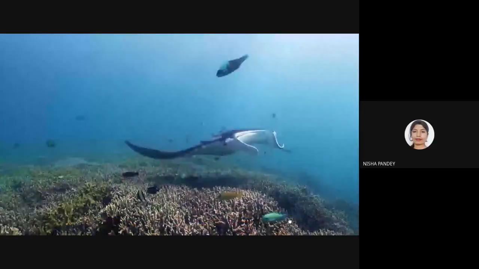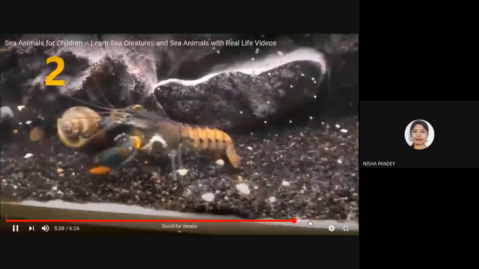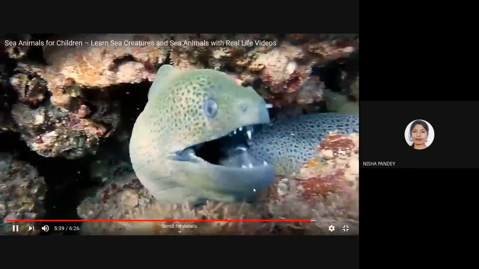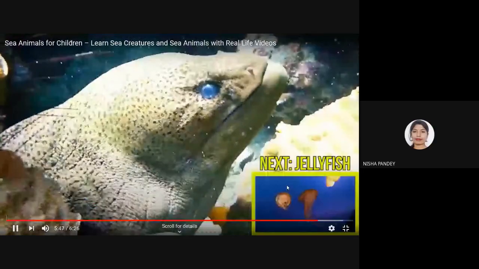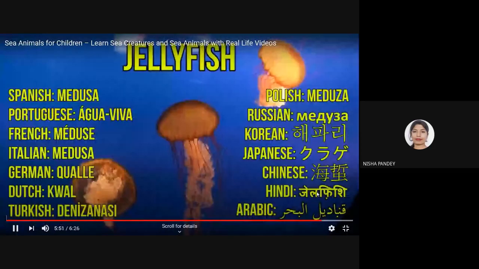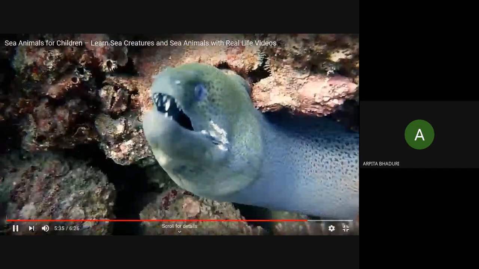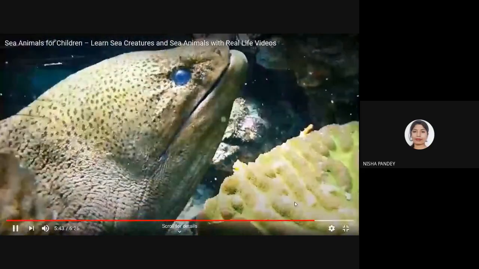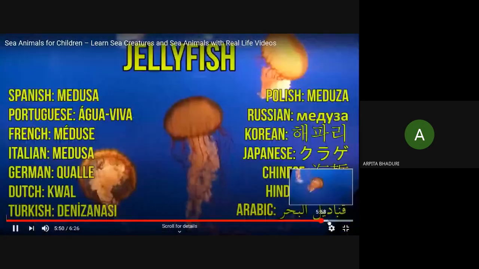This is the ray. It is somewhat like the shark. And this is the lobster. Now, you have to tell me what this is. Eel. Yes. You just asked me and I said we have a surprise. So that was the eel. See, it has a snake-like body. Next is the jellyfish. It looks like an umbrella.